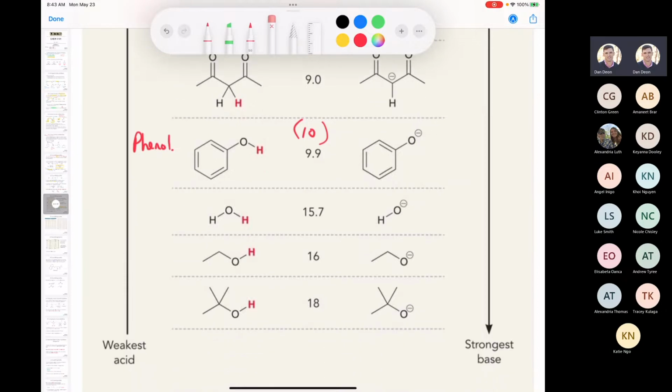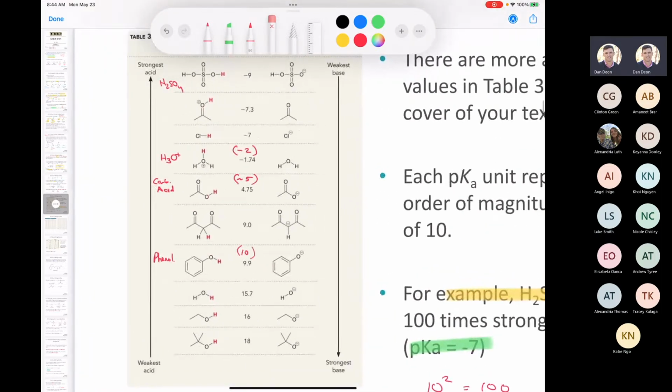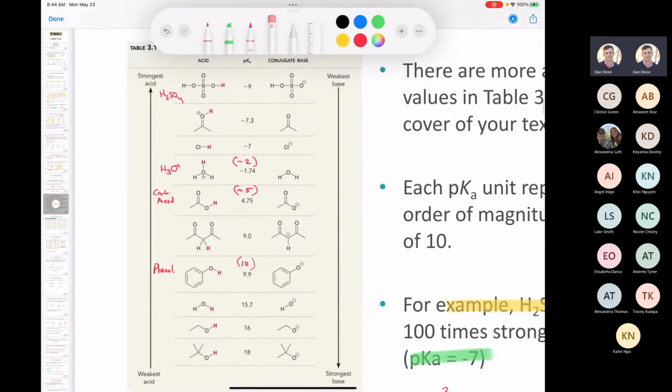Next one is water, which is 15.7. If you read the textbook before coming to class, you probably would have noticed that it says that the pKa of water is disputed. People say that it's actually lower than 15.7. It might even be around 14, but we'll just use 15.7 in this class. Then you have ethanol, which is 16, tert-butyl alcohol, which is 18. And if you're thinking, do I have to memorize all these? The answer is, first of all, yes.